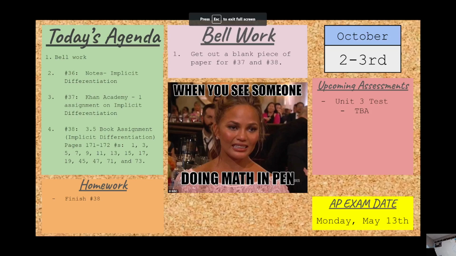And for those of you that have moved on to the book assignment, you may want to take notice that all of those questions are odd. So you should quickly be able to check your answers in the back of the book. I also have all of these worked out on the website.